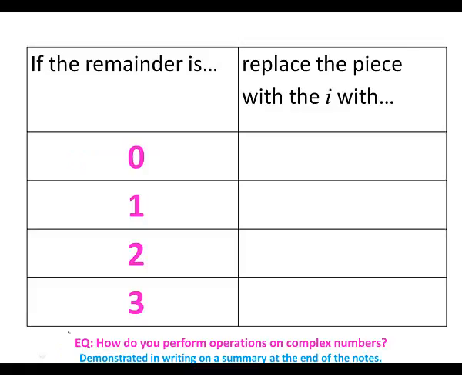If the remainder is 0, replace the I with 1; if 1, with I; if 2, with -1; and if 3, with -I. So those are the 4 things that we cycled through in the pattern, right?